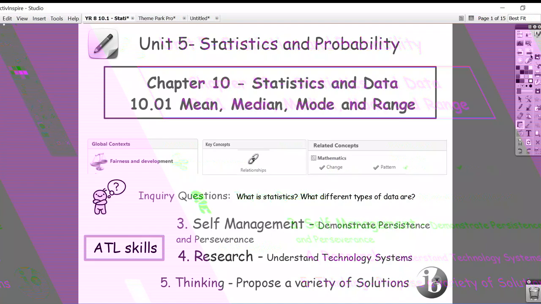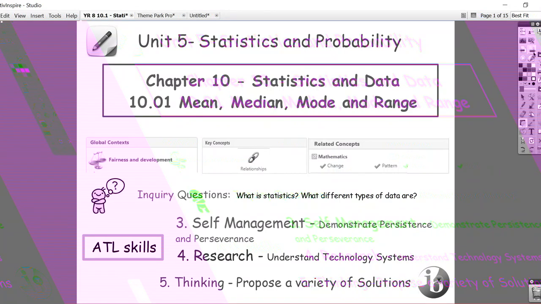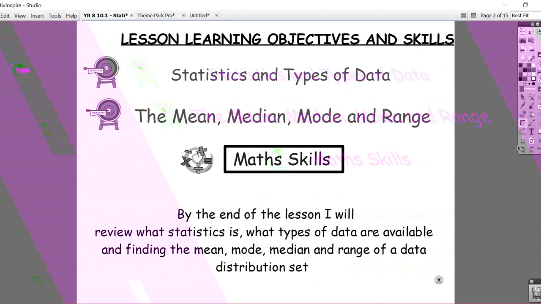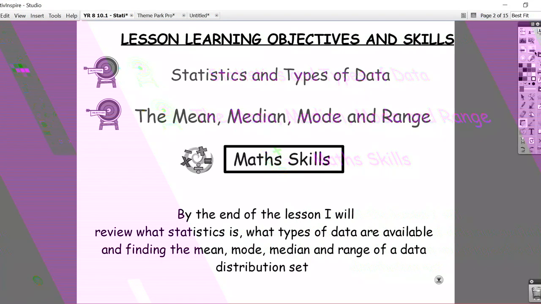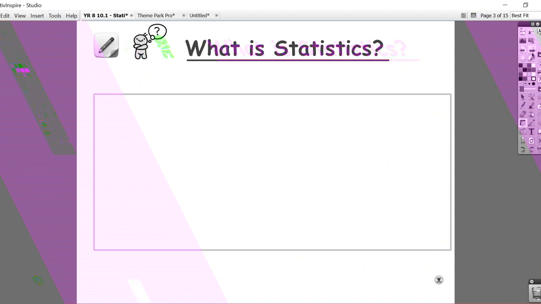This is an easy lesson, something that you have seen in the past, but we're going to practice because I would like to see these sort of tools embedded into your projects whenever possible. You may want to include other types of statistical tools, but these will be at least the most basic ones. So we're going to look at statistics, what types of data are available, and then finding the mean, mode, median, and range of a distribution set, which is just a set of values.